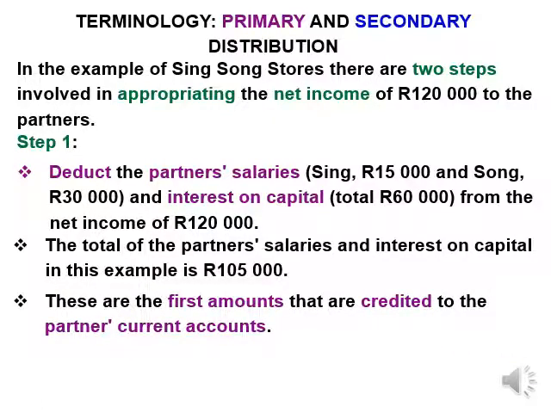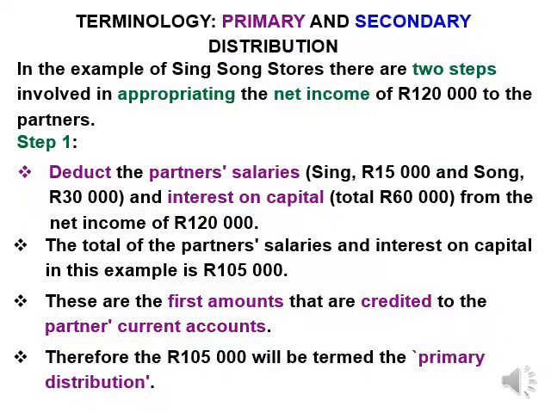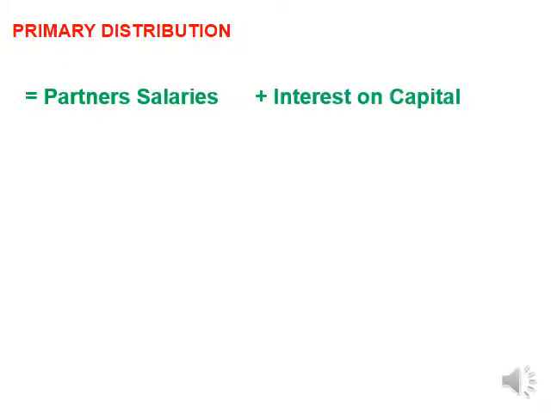These are the first amounts that are credited to the partners' current accounts, and these are called the primary distribution. That is what is paid out of the net profits first, before we do the profit sharing ratio. So what is the primary distribution? It is the partner salaries plus interest on capital, and if there are any bonuses paid to partners, they are included here. That is equal to the primary distribution.